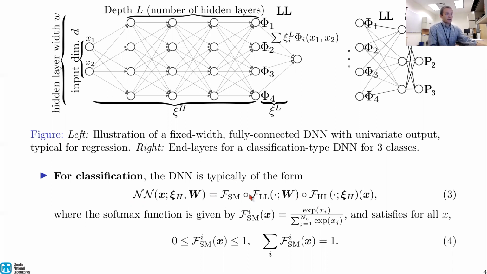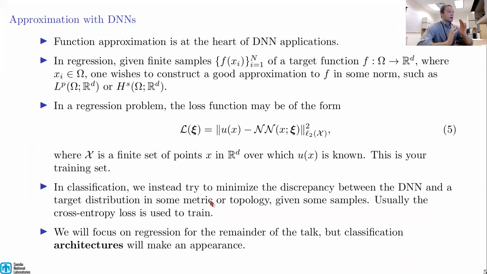Yeah, and this is exactly what I've written here. For classification, there's a linear layer and then a softmax layer. So for regression, the continuous version of that is function approximation. So function approximation is at the heart of these deep neural network applications.